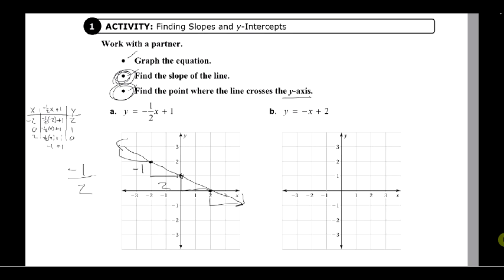Now let's figure out where the line crosses the y-axis. Here's our y-axis, the thing that says y, and look, it crosses at the point 0, 1. So down here we can write, right underneath our slope, 0, 1.